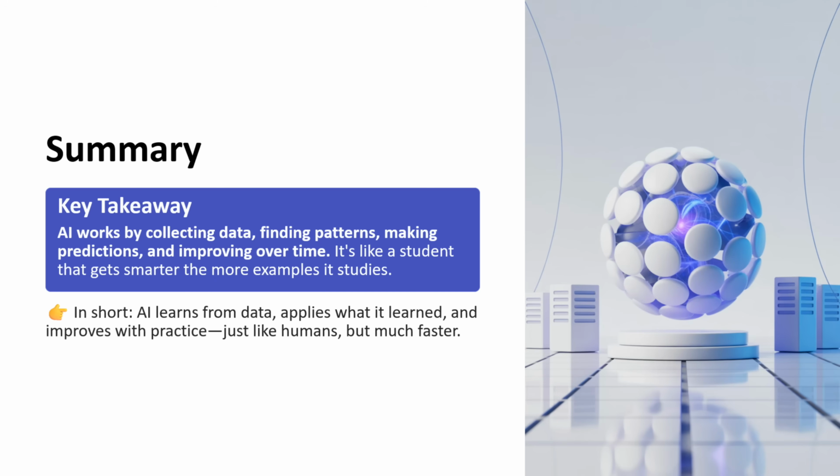Now we will see the summary. AI works by collecting data, finding patterns, making predictions, and improving over the time. AI is like a student that gets smarter the more examples it studies. In short, AI learns from the data, applies what it learned, and improves with practice, just like humans, but much faster.